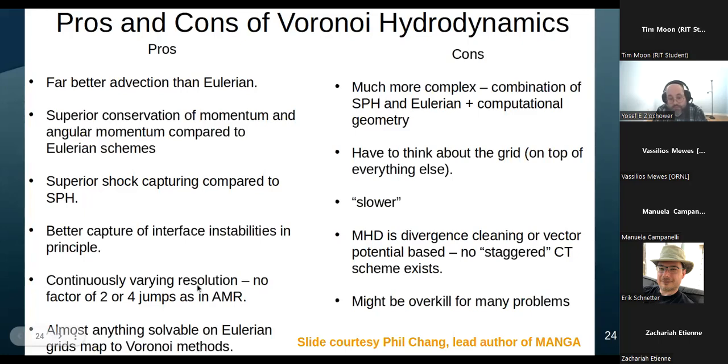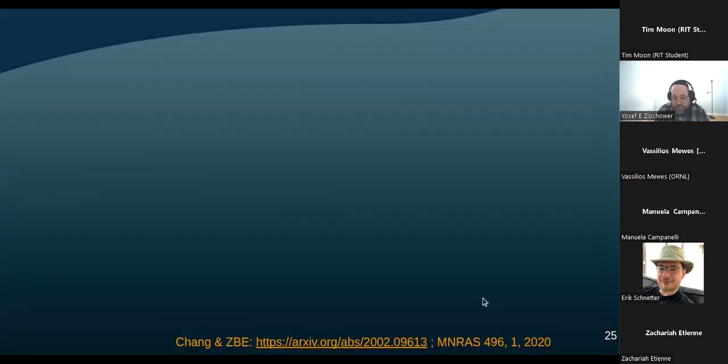It also has continuously varying resolution, similar to SPH. No factor of 2 or 4 jumps as in AMR, or, I should say, SPH, or say a spherical coordinate system for a nearly axisymmetric scenario. MHD has some limits. It's either divergence cleaning or vector potential based. We don't have a staggered CT scheme yet. And the fact is it may be overkill for many problems.